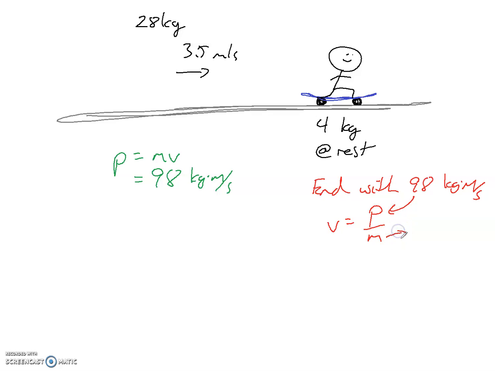And for mass, now that they are together, they become one mass. They're moving off together. So this would be 32 kilograms instead of just the 28 or the 4. So we'll take the 98 and divide that by the combined mass of 32. And they are going off at about 3.06 meters per second. So a little bit slower than they were before, not a whole lot slower because the skateboard isn't very heavy compared to him, but they will slow down a little tiny bit.